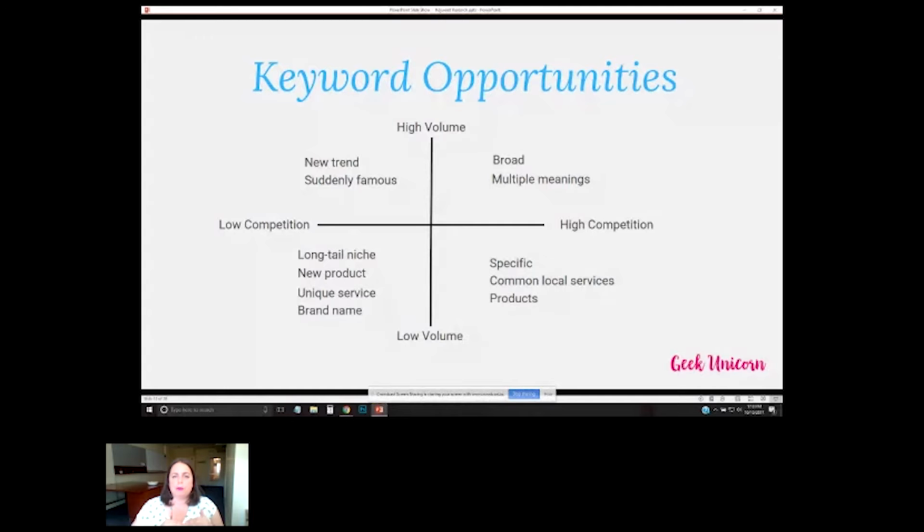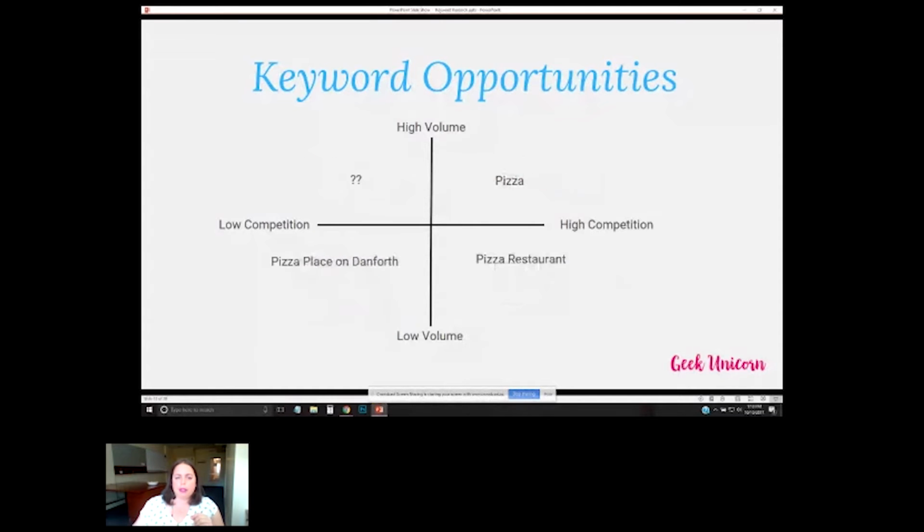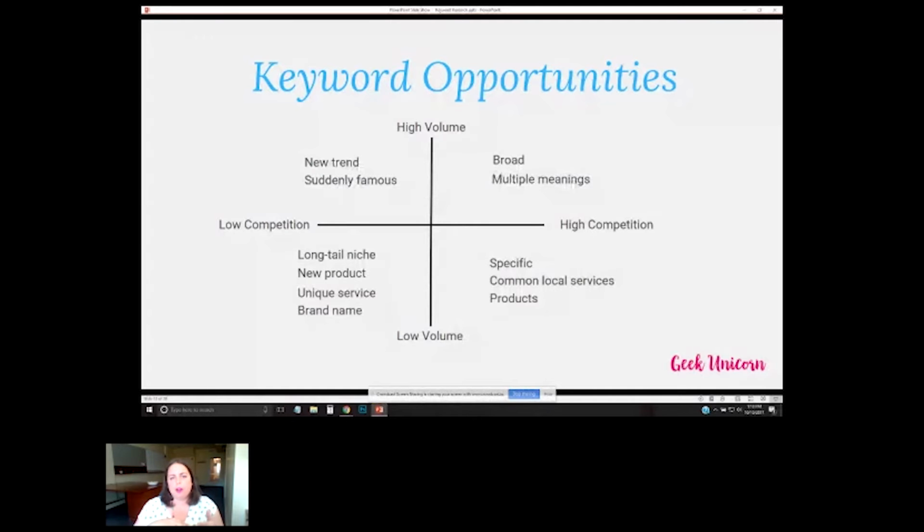As soon as fidget spinners got popular, they jumped into low competition, high volume, and then quickly jumped into high volume, high competition. So there's a very small, that's why in this part, I put the little question marks with the low competition, high volume, because it's a little bit of a weird place. When you do keyword research, you're probably not going to find those opportunities.